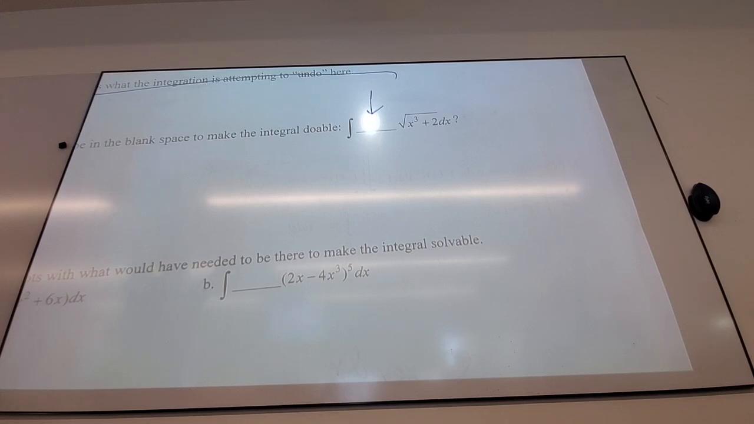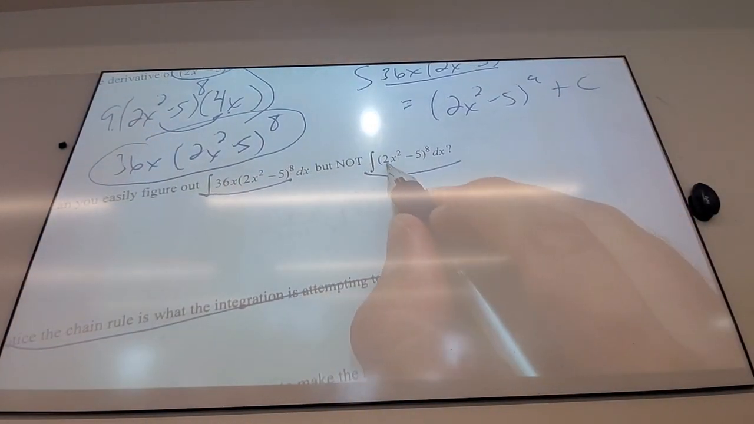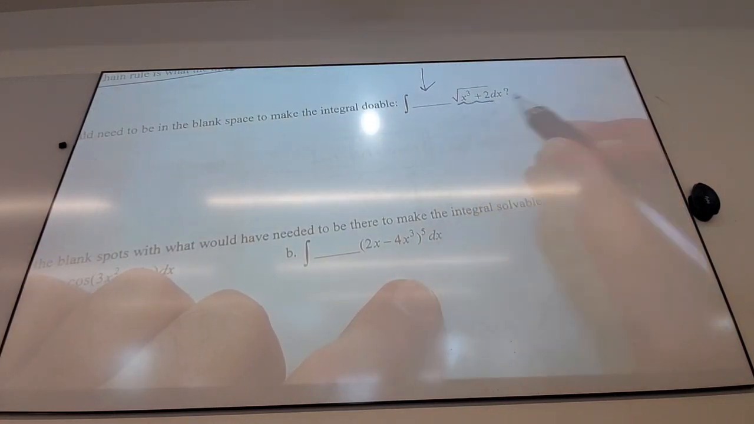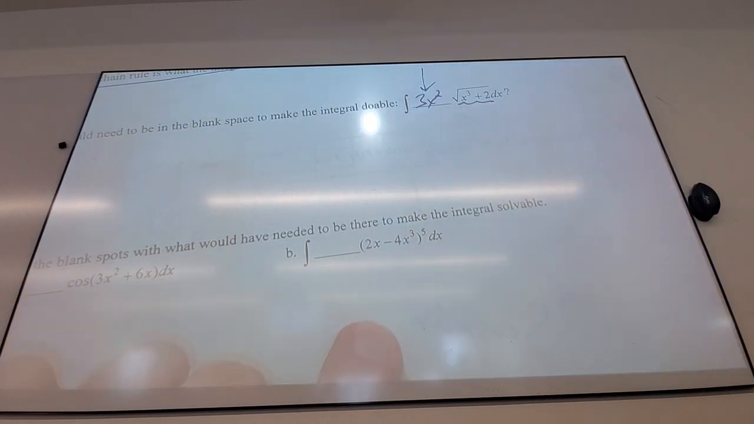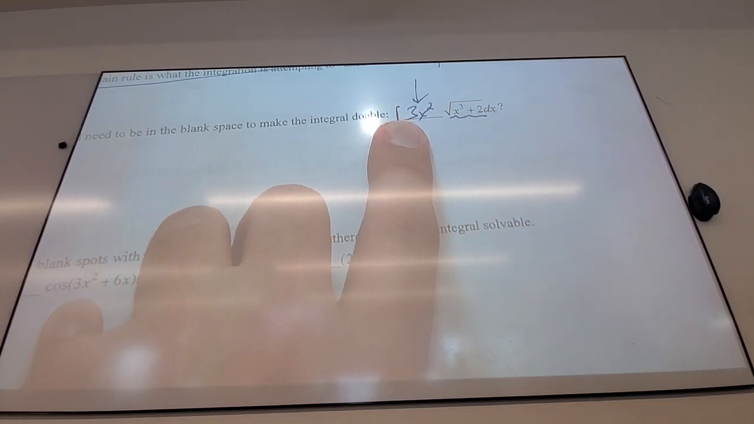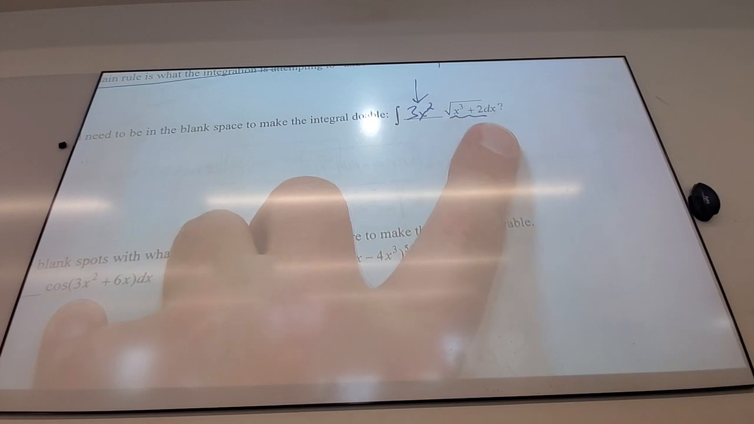So what must be outside then to be the chain rule piece that would make this doable? What's the derivative of the inside? 3x squared. So I would need the chain rule piece to be there. The derivative of the inside is 3x squared. Now, there's a 1/2 because of the square root, but that's a number. I need 3x squared here. I need at least x squared there to even possibly be able to do this.